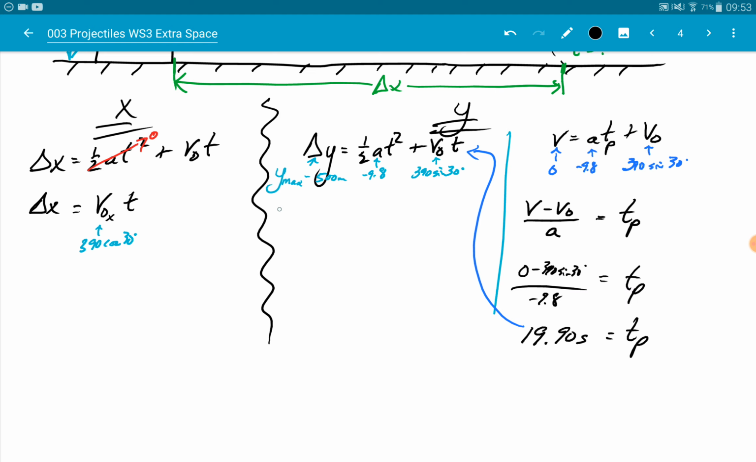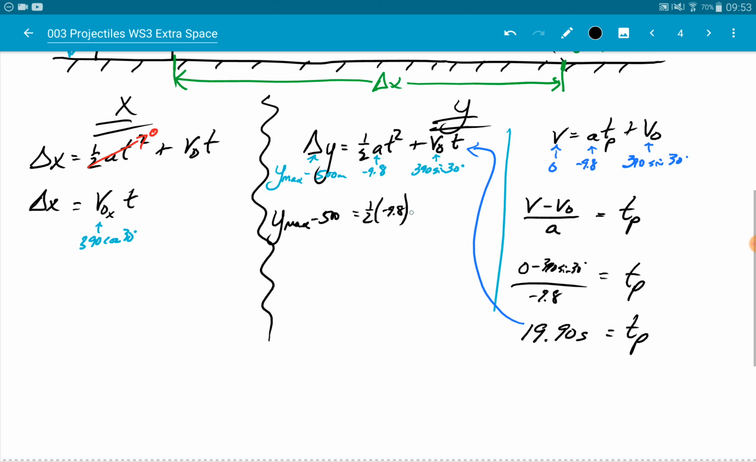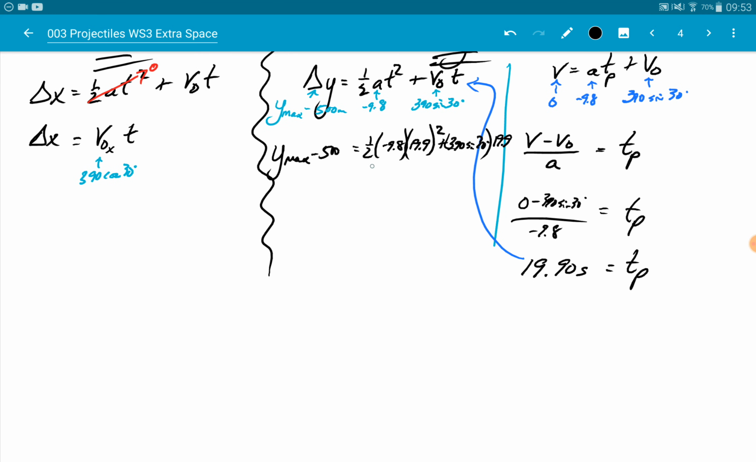So I'll do that in black. So I got y max minus 500 meters equals my half, negative 9.8. I'm going to drop the units actually. Let me get rid of those meters there. My time was 19.9, squared. Again, I'm using the whole string of numbers there. I am not using that rounded value, sine of 30 degrees, and then that whole thing times my 19.9. Man, I'm running out of room there. All right, so then I just add my 500 over to the other side, so y max is going to be, take that 500 and add that over to the other side there.